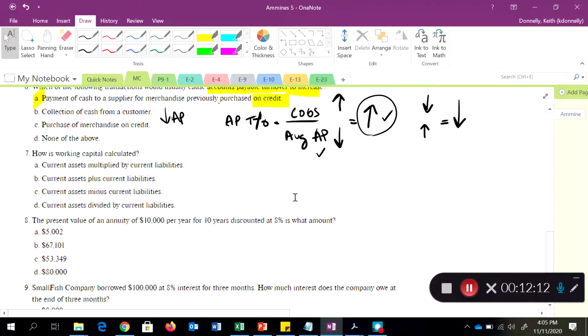Seven, it says here, how is working capital calculated? So they're asking for working capital. And when we look at the answers here, well, we know working capital, right? Equals our current assets minus our current liabilities. That's going to be C right there for 7.